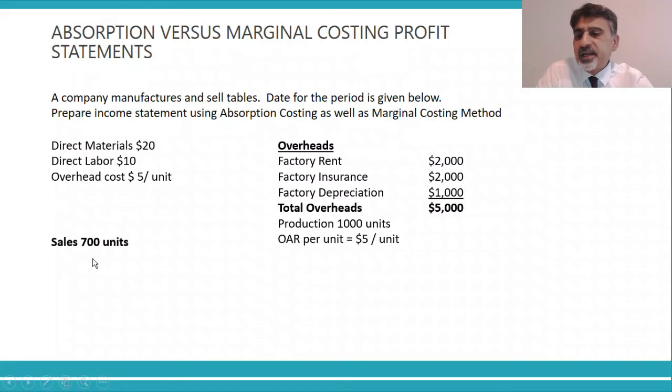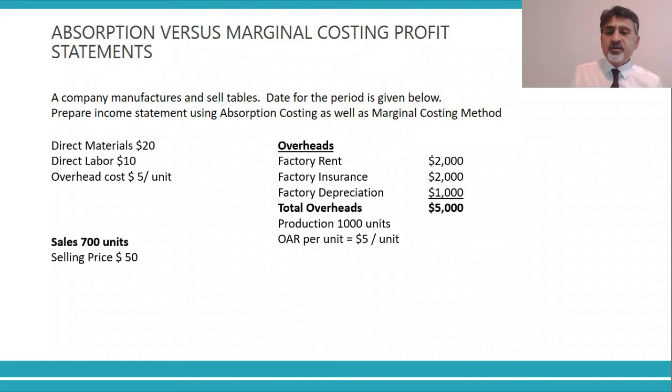Then we got sales, which is 700 units. Now if you pay attention, our production is 1,000 units. We produced 1,000 units, but we are selling only 700 units and our selling price is $50. So now all of the information is complete with us. We know what is the selling price, we know how much we produced, we know how much we sold, and we know the costs as well. So now we can make our income statement.